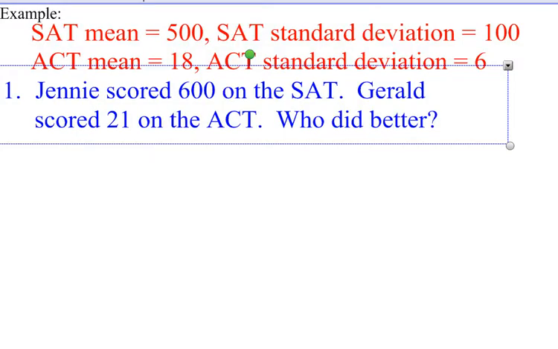Let's actually try some of these now. So let's get to some problems. Here, the SAT and ACT information they're giving us is on the back. So ignore the calculator stuff, flip it over, we'll get to that later. For our first problem, they're giving us an SAT mean of 500 and an SAT standard deviation of 100. And then the ACT mean of 18 and the ACT standard deviation of 6. And this is something colleges would use if they are trying to convert SAT scores to ACT scores.